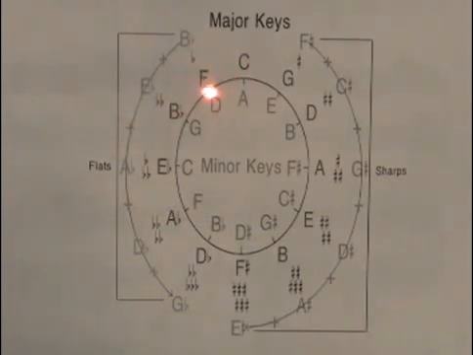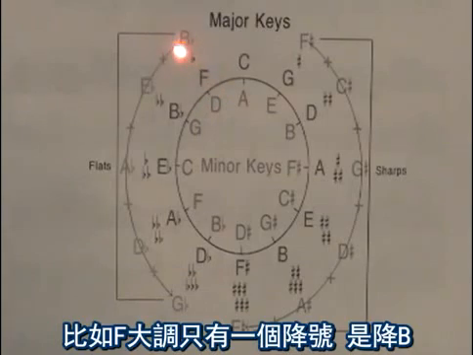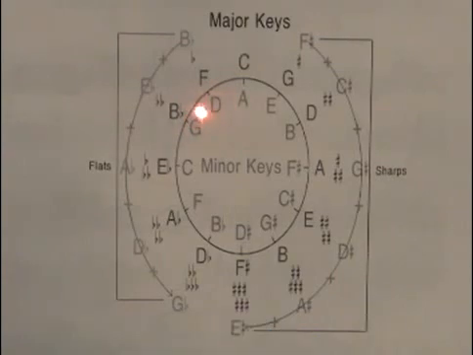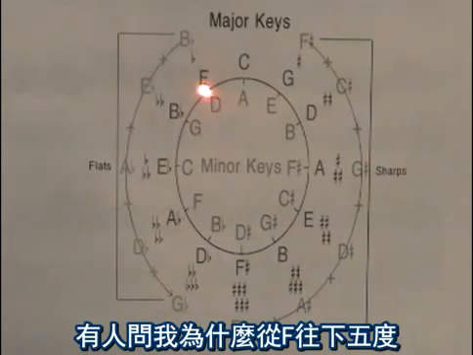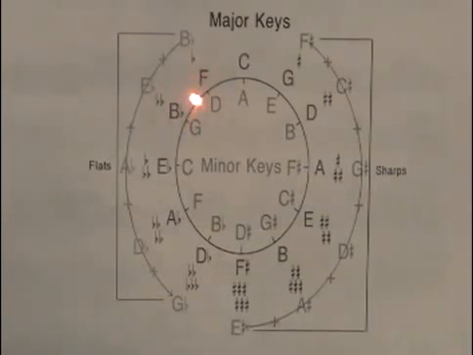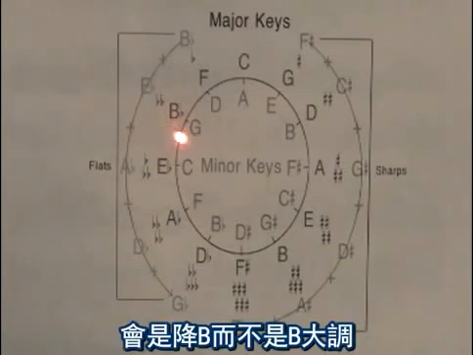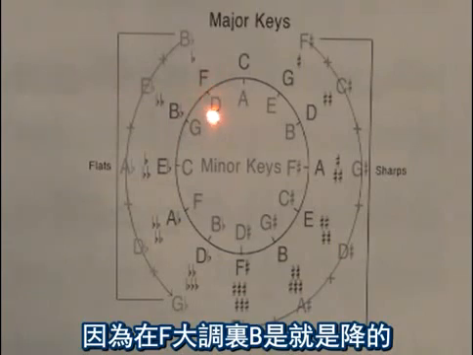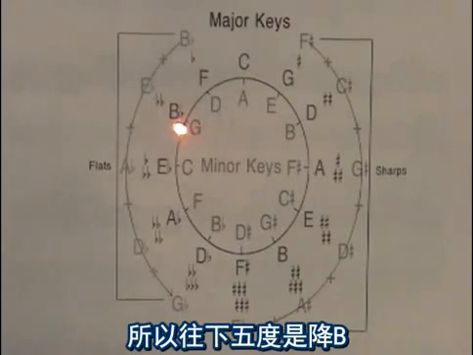with flats. For instance, F major has 1 flat, and that's your B flat. And then from F, you go down another 5 steps. Now, some people ask me, from F to B, if I'm going backward, F, E, D, C, B, why is that a B flat and not a B? Well, the reason is, with the key of F major, you already have a B flat. So you need to take that into consideration and not call that a B. You should call that a B flat.